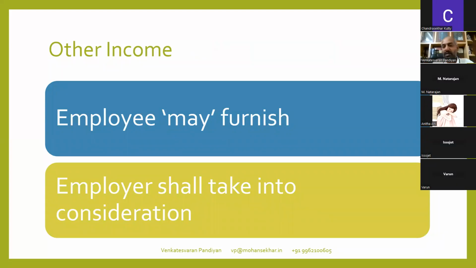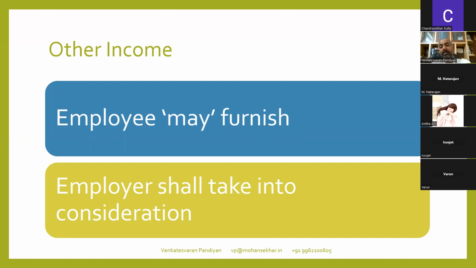The other one is other income. Suppose the employee gets income from other sources. What are those other sources? It is possible that he has income from house property, he has let out a house for rent and has income out of it. It is possible that he has interest income from his fixed deposits. It is possible that he gets dividends from his investments. There may also be some other income.